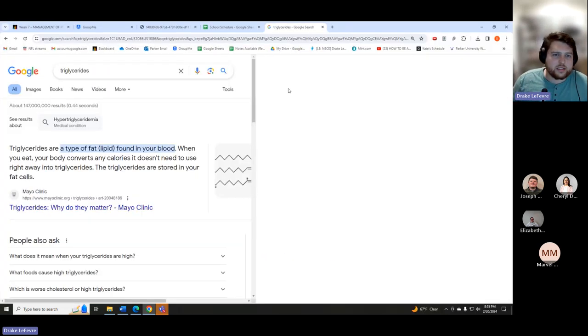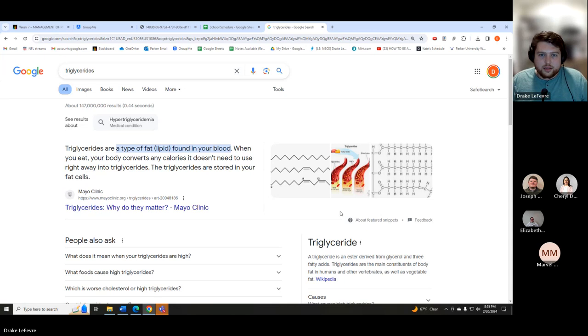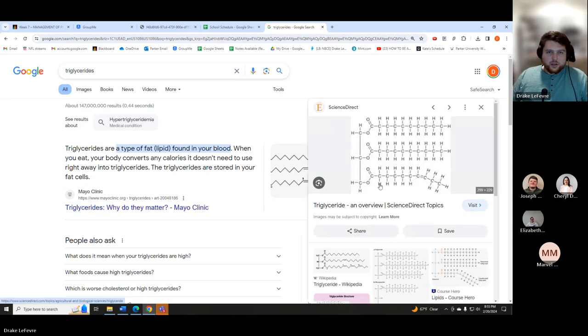But I'll show you. This is what they are. This is a really good picture. So it's a type of fat, triglyceride, tri being 3. So we have 3 fatty acid chains right here bound to a glycerol. And glycerol is this composed structure right here. And triglycerides.